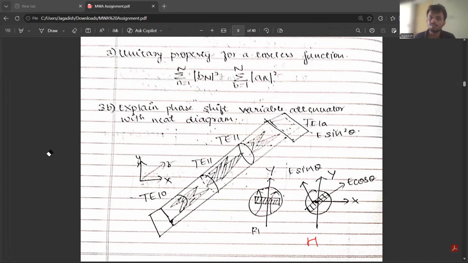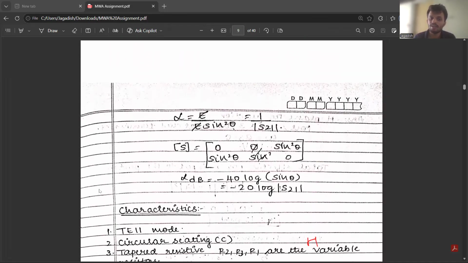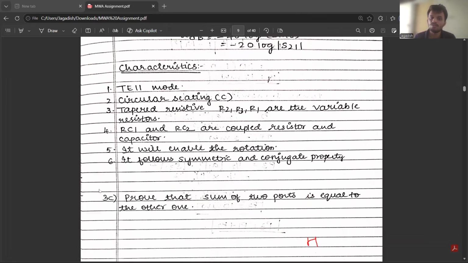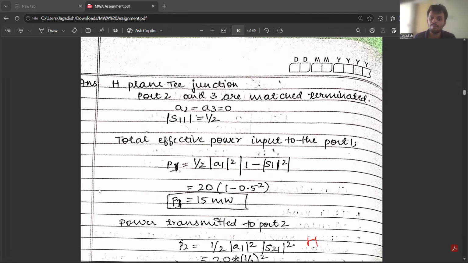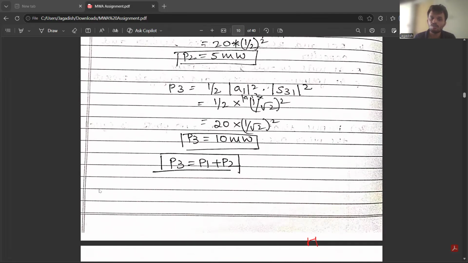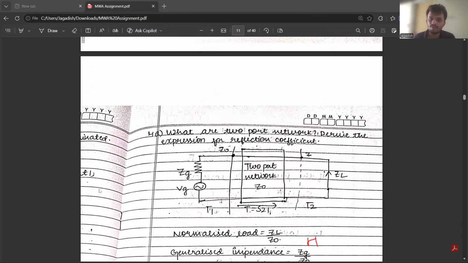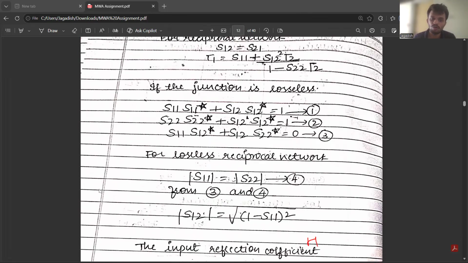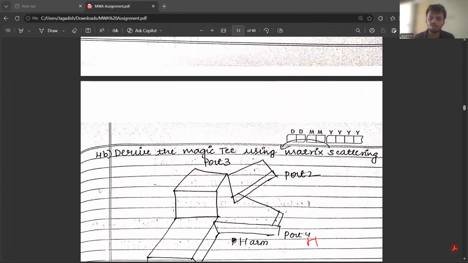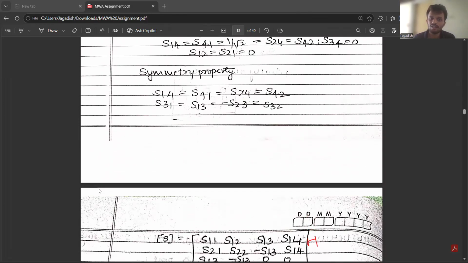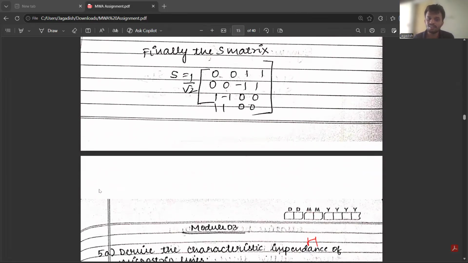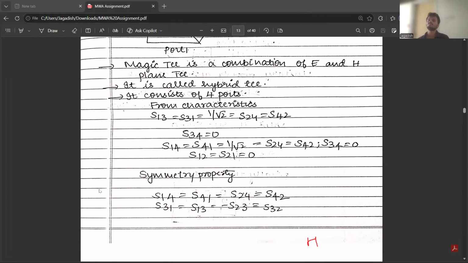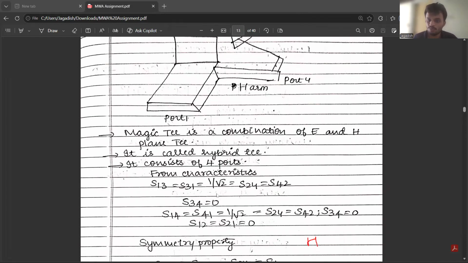Next, coming to isolators and circulators, which are very much important. Isolators and circulators are two-port networks, so learn these questions from whatever notes are given. The magic T is very important, and circulators and isolators are very much important from module 2.